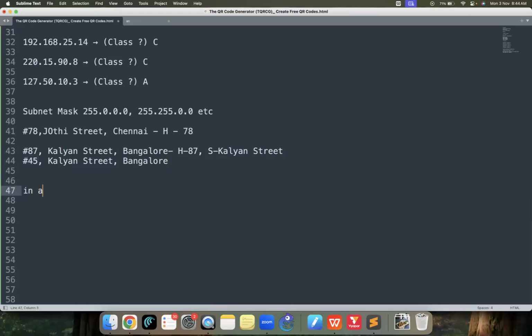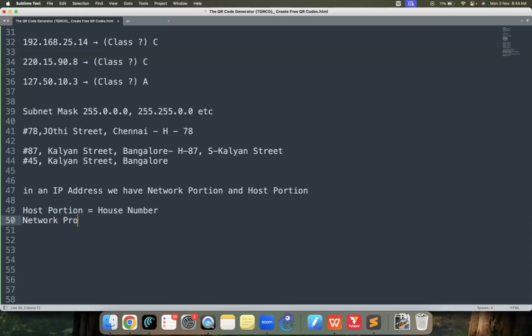In a similar way, in an IP address, we have a network portion and a host portion. Host portion means house number. Network portion means street name. So if I give you two IP addresses in which the network portion is the same, does that mean they belong to the same LAN? Yes. One street is like one LAN.